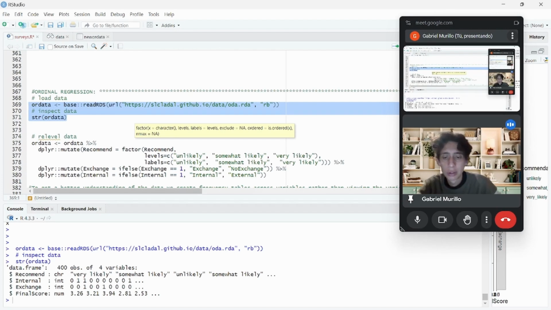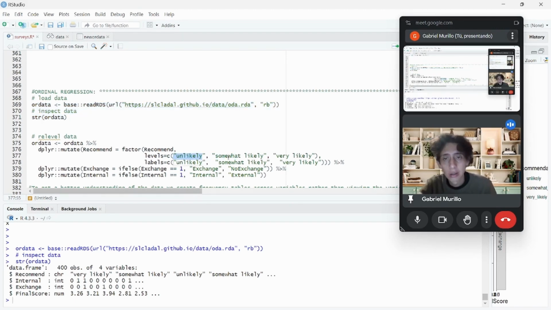Some of those students have been abroad, exchange equals 1, or have not, exchange equals 0. In addition, this dataset contains the final score for a language test, and the dependent variable, which is the recommendation of a committee for an additional very prestigious program. The recommendation has three levels that we can see here: unlikely, somewhat likely, very likely.